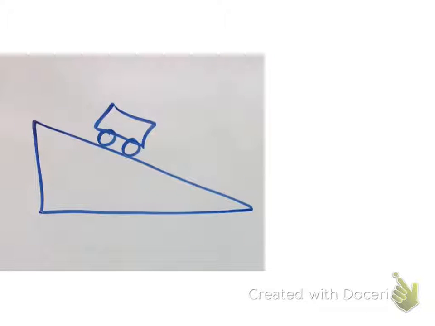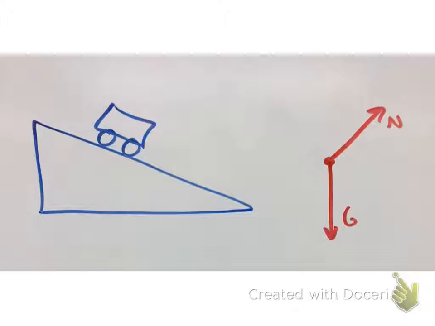Okay, so let's say now for this example, we have a cart with some wheels, and we'll say that they're frictionless, and it's sitting on a ramp. So what forces would we have, and what directions would they be? So we would have gravity force straight down because it's on or near a planet, and the normal force is perpendicular to the surface, so it would go up and to the right.